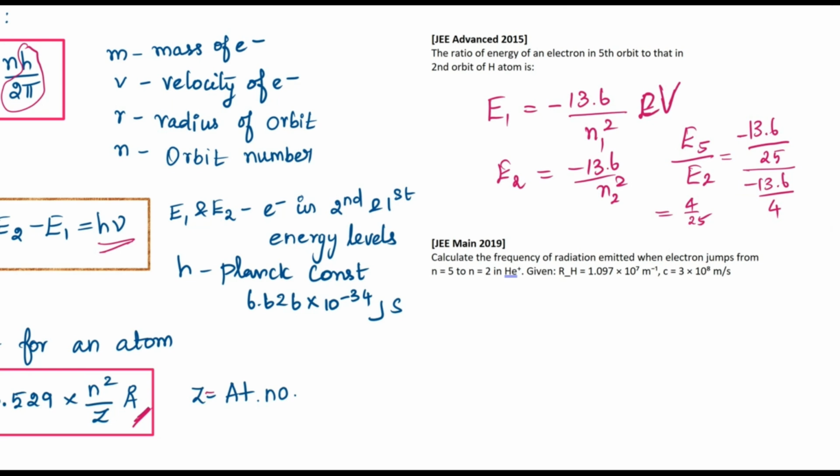So 4 by 25 in the simplest form. You can write it in decimals. It depends on the answer they have given. 0.16. Okay, so this kind of question you can expect in this year's JEE Main paper.